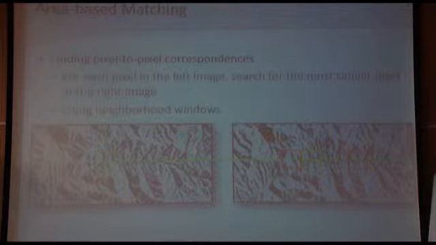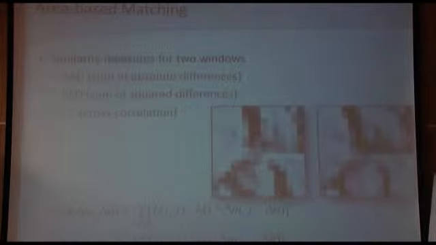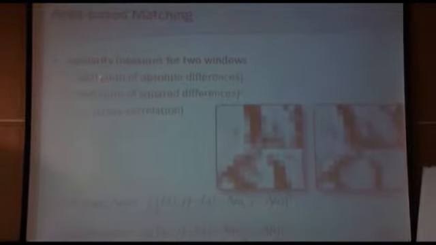The next question is how to define this similarity. So how do you define whether this area here has the same intensity values as here? And there are different methods that can be used for that. You just take methods from statistics, like the sum of absolute differences, or the sum of square differences. This is here, for instance.